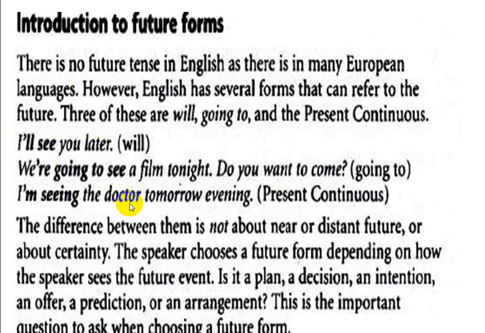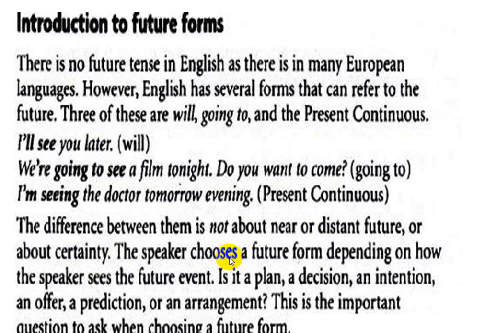I'm seeing the doctor tomorrow evening. Here is the present continuous, which refers to future. The difference between them is not about near or distant future or about certainty. يعني الاختلاف بينهم مو عن قرب أو بعد المستقبل or about certainty.